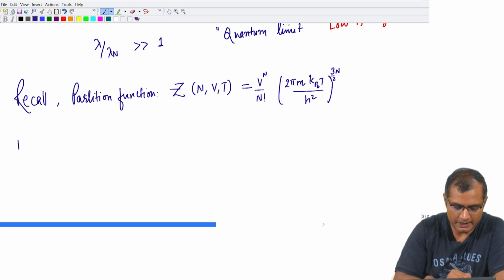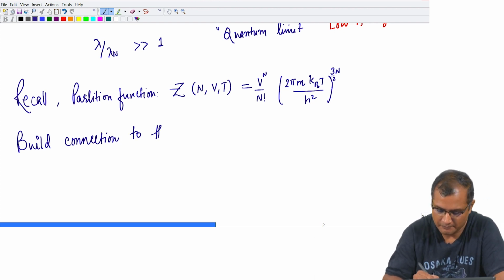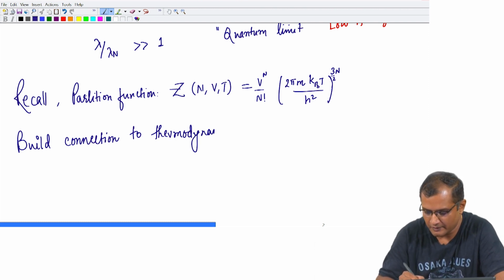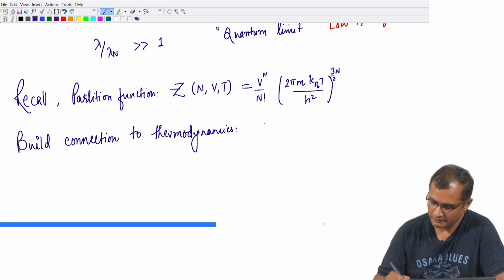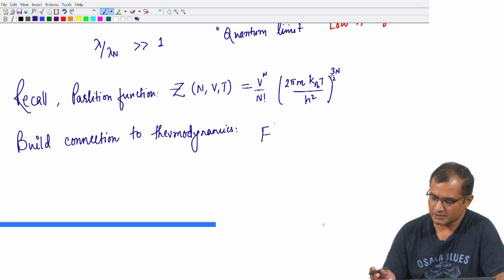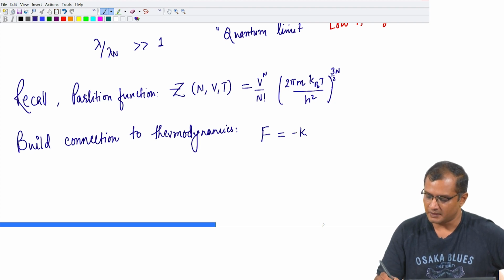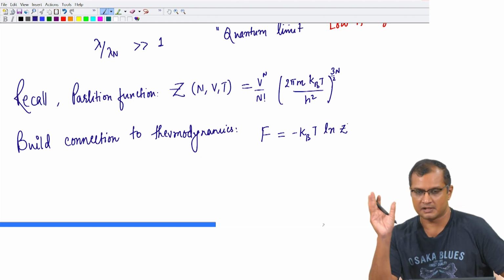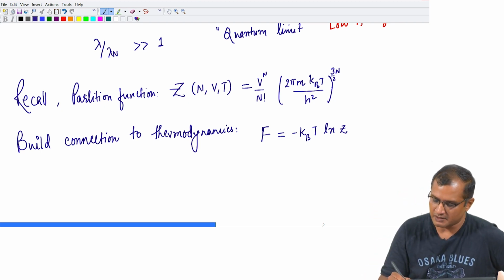So, now I am going to build a connection to thermodynamics. And the starting point is the computation of free energy. The connection from classical mechanics, classical statistical mechanics to thermodynamics is obtained by connecting the microscopic world, that is residing in your logarithm of z, to the macroscopic world which is in free energy.